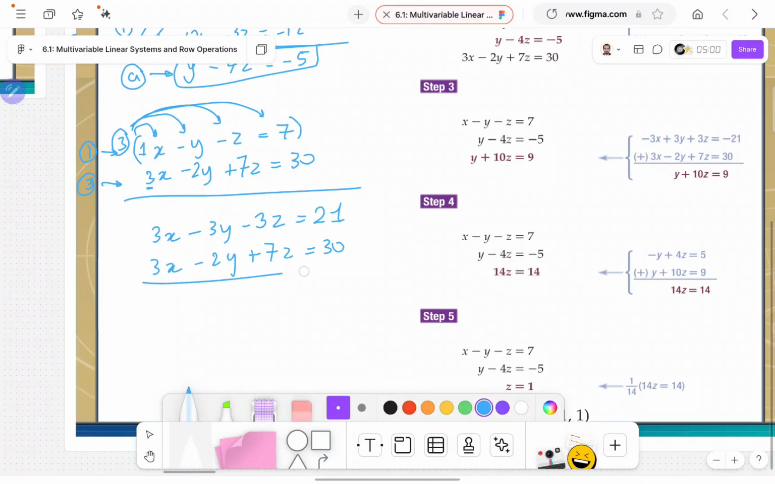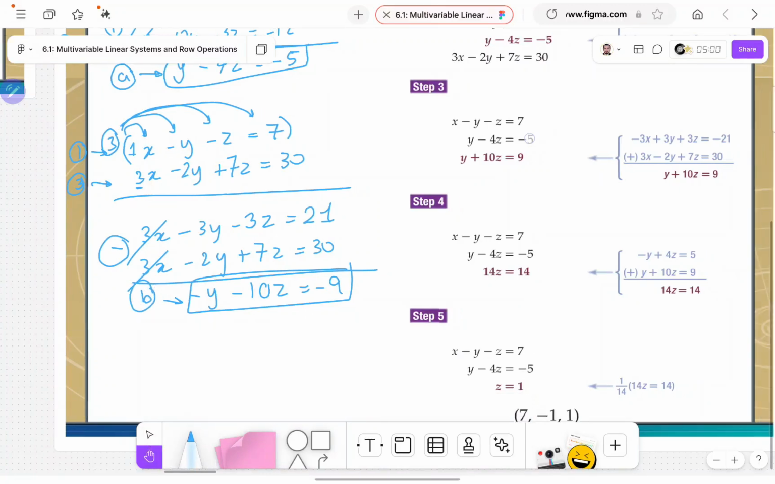Now let's subtract these two equations. 3x minus 3x, they cancel each other. So negative 3y minus negative 2y becomes negative 3y plus 2y, which is negative y. Then negative 3z minus 7z is negative 10z, equals 21 minus 30, which is negative 9. Now after we know the answer for each of these, this one will become equation b.